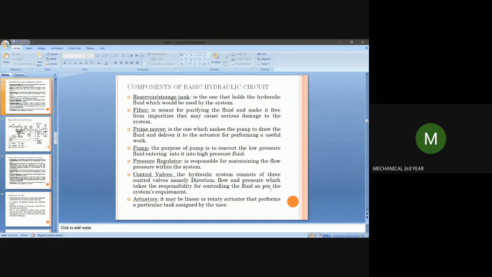So the filter is employed for that, and we have a prime mover. The prime mover is the one which makes the pump draw the fluid and deliver it to the actuator for performing the usual work.